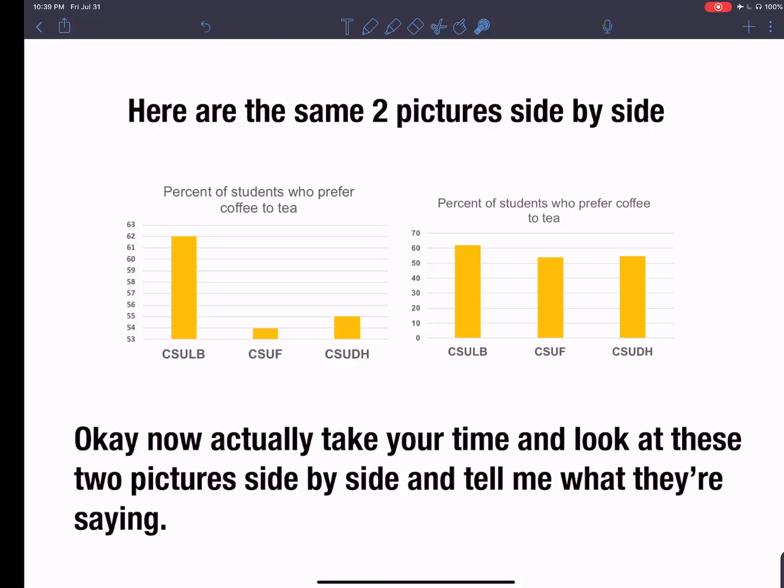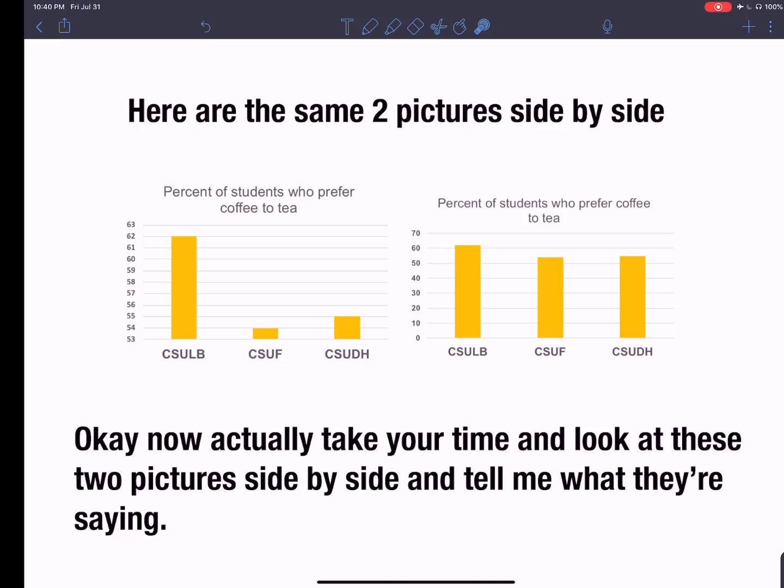Now let's actually take our time. Let's take a second and look at these side by side. And now let's actually look at what they're saying. First of all, let's look at what they have the same and different. This top, percent of students who prefer coffee to tea, is exactly the same in both of them. CSULB, CSUF, Dominguez Hills are the same in all three of them.